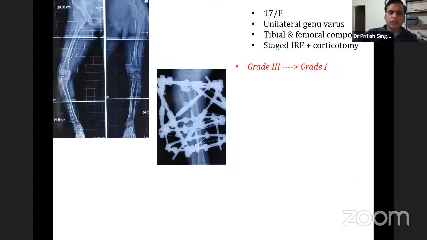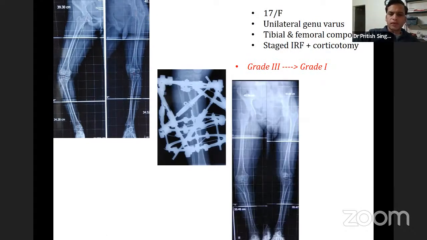Again, as Dr. Manish sir and Vikas sir have already shown many cases of genu valgum and varus, this was again a case of genu varus, with both tibial as well as femoral components. She was again treated by software guided realignment, both for the femoral component as well as the tibial component. And this was her final result.